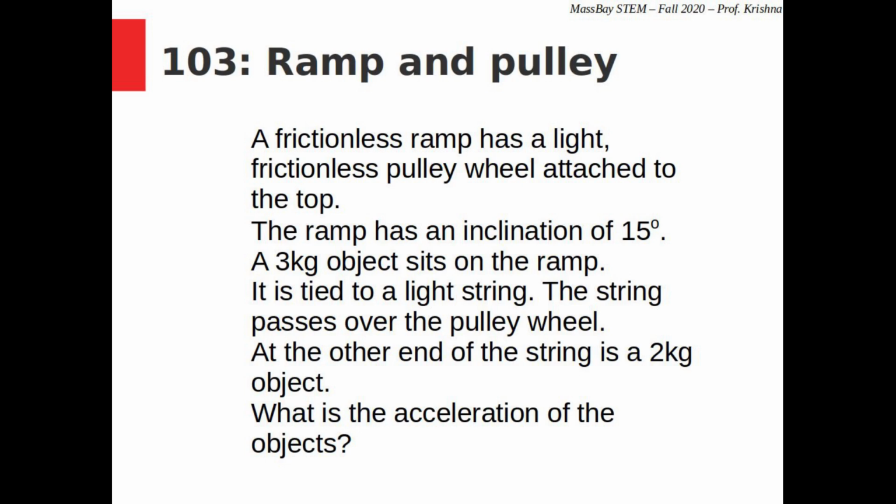A frictionless ramp has a light frictionless pulley wheel attached to the top. The ramp has an inclination of 15 degrees. A 3 kilogram object sits on the ramp, and it is tied to a light string. The string passes over the pulley wheel. At the other end of the string is a 2 kilogram object. What is the acceleration of the objects?